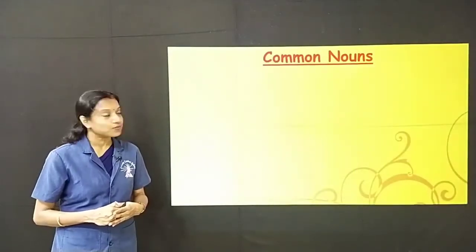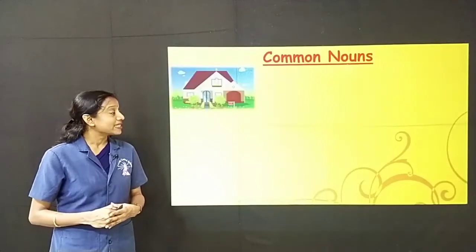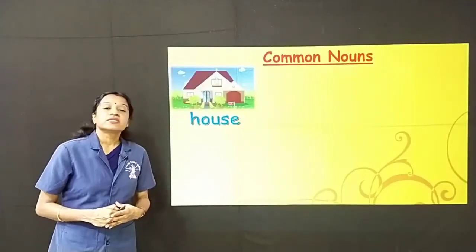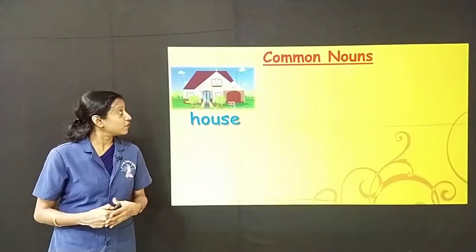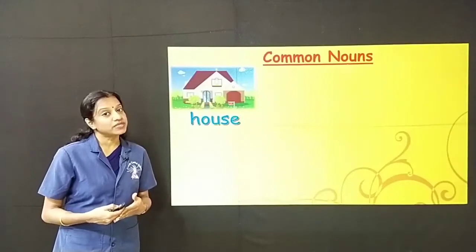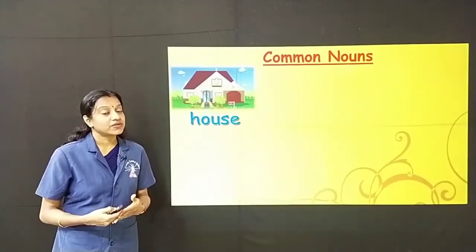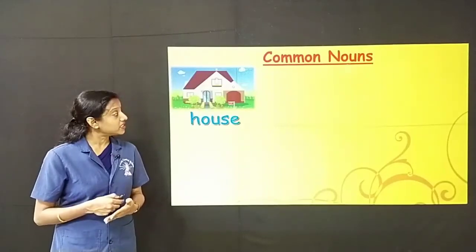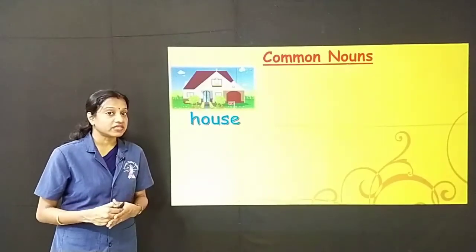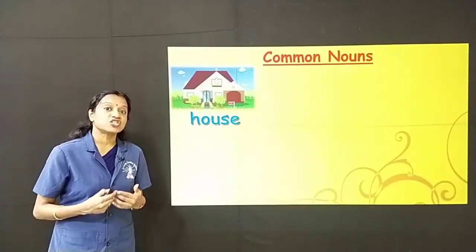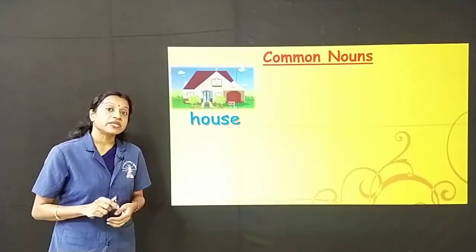Common nouns. Some more examples of common nouns. That's a house, children. Now here, some keep names for houses, like for independent houses when you say Shanti Nivas, that you will begin with the capital letter. Okay, S will be capital and N will be capital. But here it's only a house. They haven't given a name for the house. So this is a common noun. But when you say Shanti Nivas, that will be a proper noun.